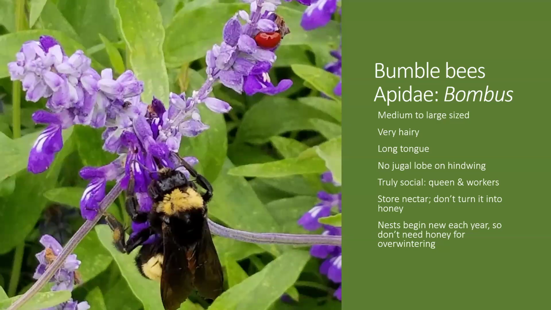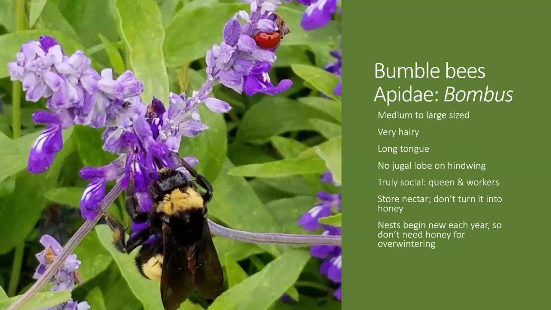And these are truly social insects, or eusocial. So they have a queen bee and workers. And there's cooperative care of the young, and they will store nectar in their nests. They don't turn it into honey, but they do have little containers that they create that they will store that nectar in. They do not store nectar to survive over the winter.